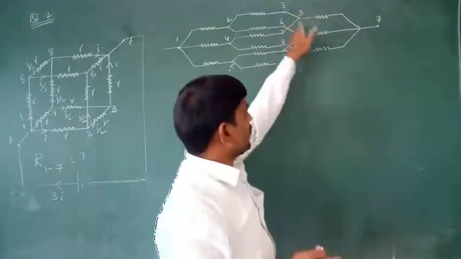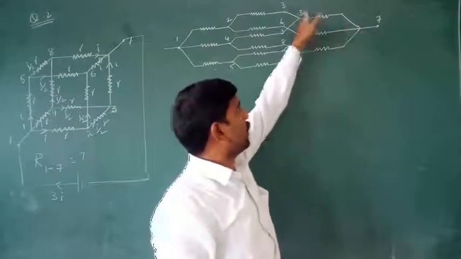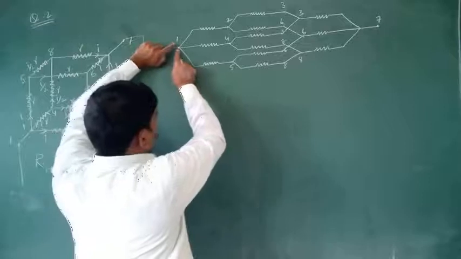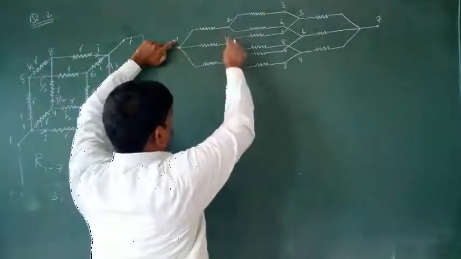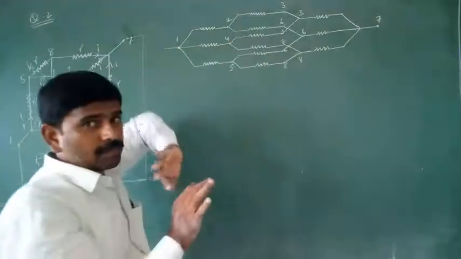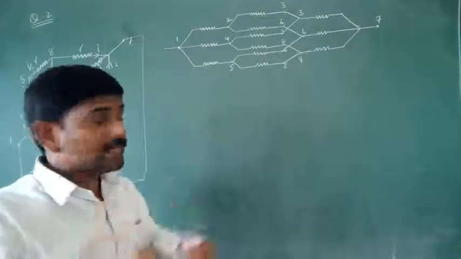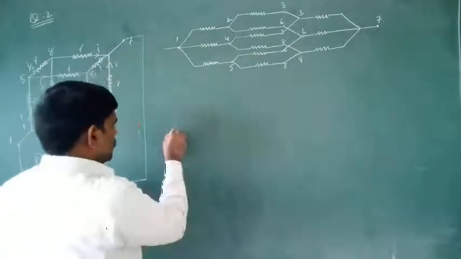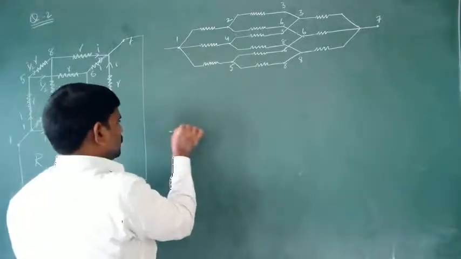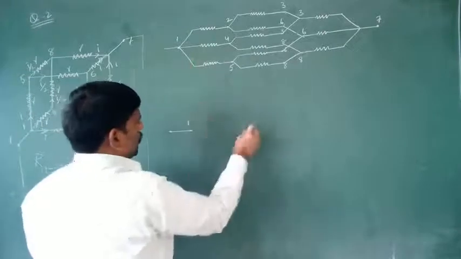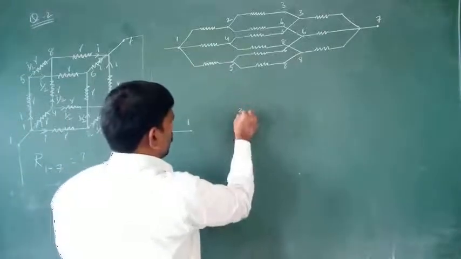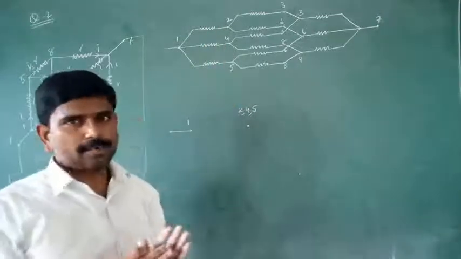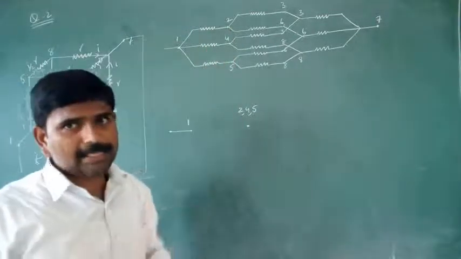Means here the potential difference across 7 and 3, 6, 8 is the same. At the same time, the potential difference across 1 and 2, 4, 5 is also the same. That's why equal current is passing through all the resistors. So I am redrawing that. This is the point 1, and here this is 2, 4, 5. So all are at the same potential. These 3 points are at the same potential.